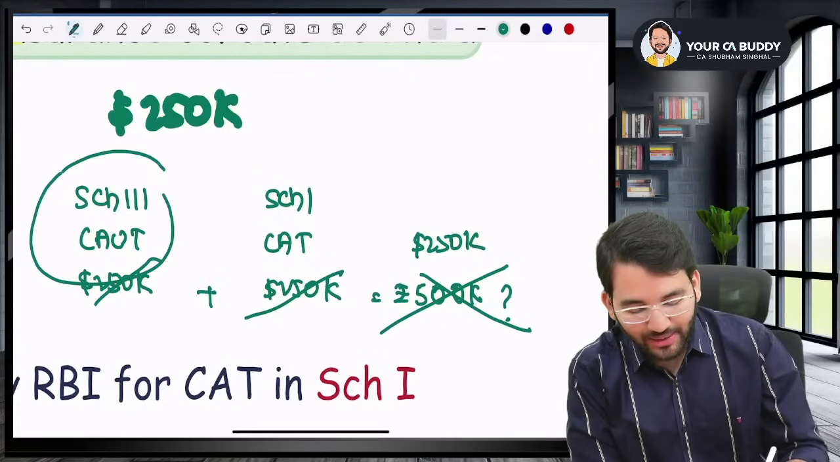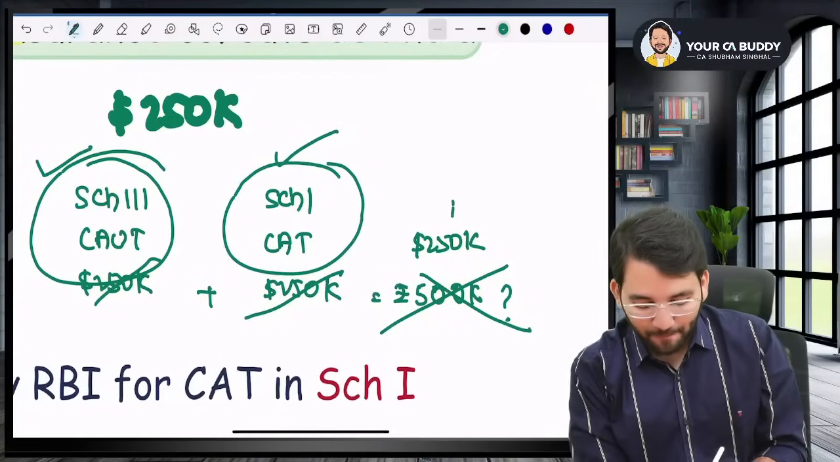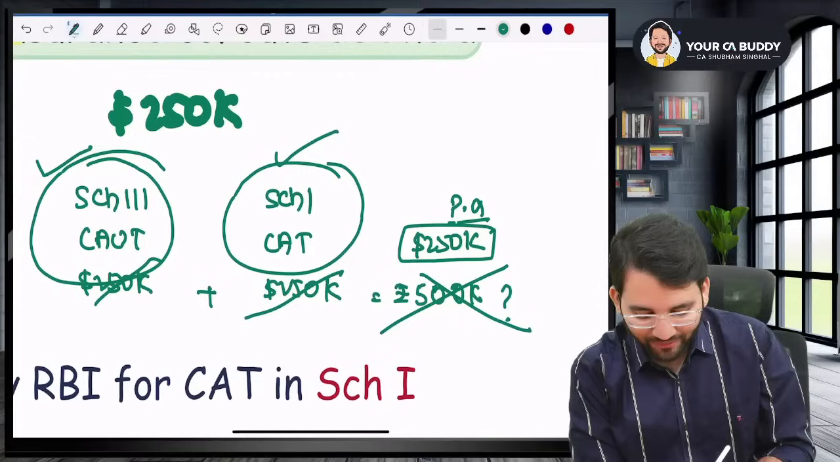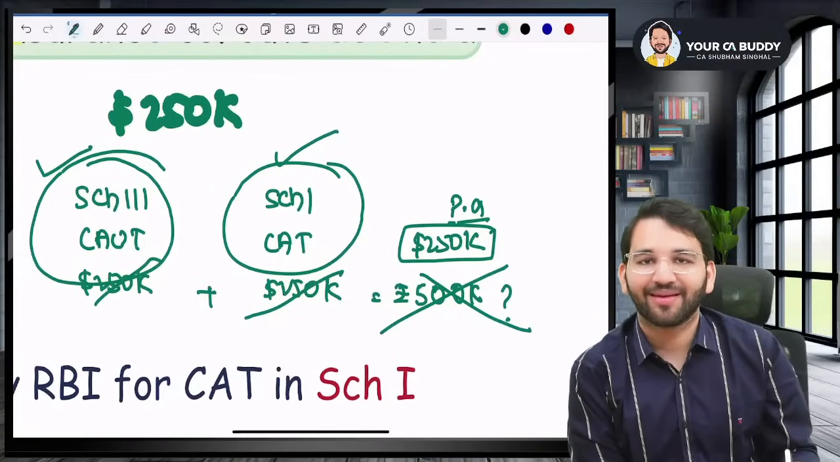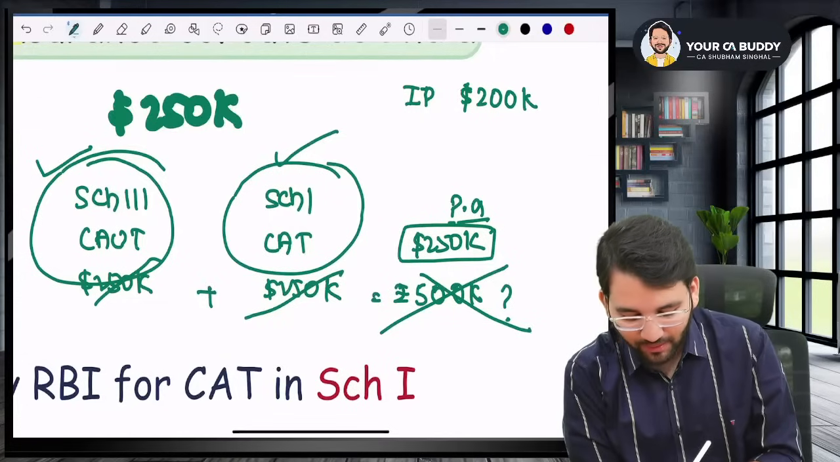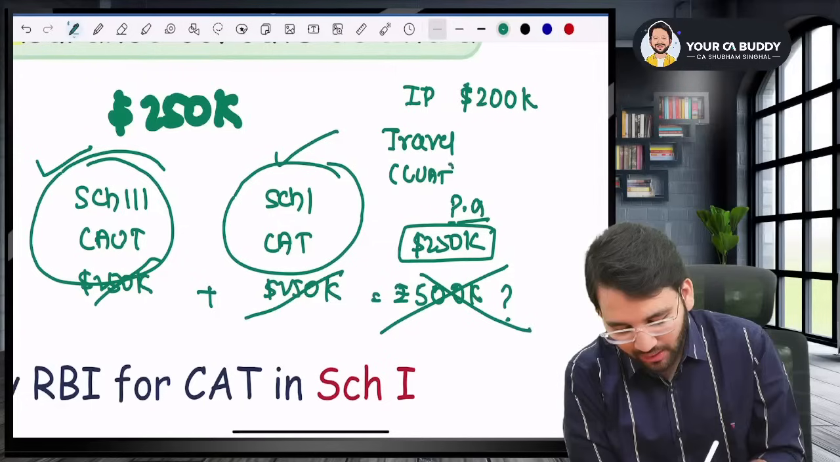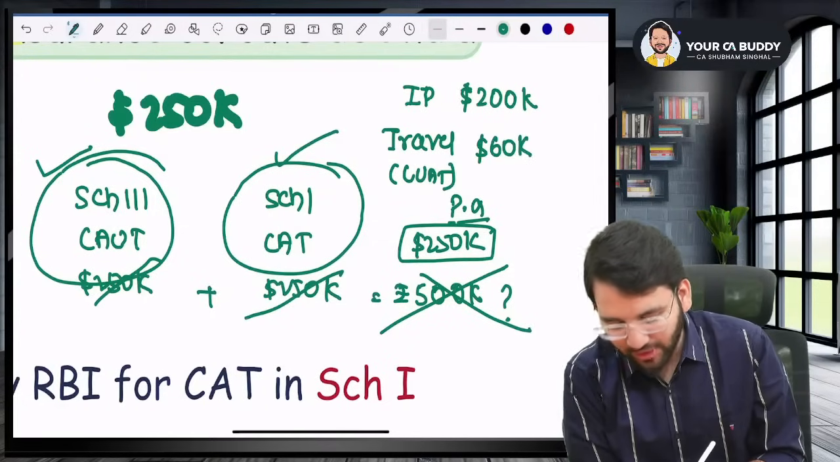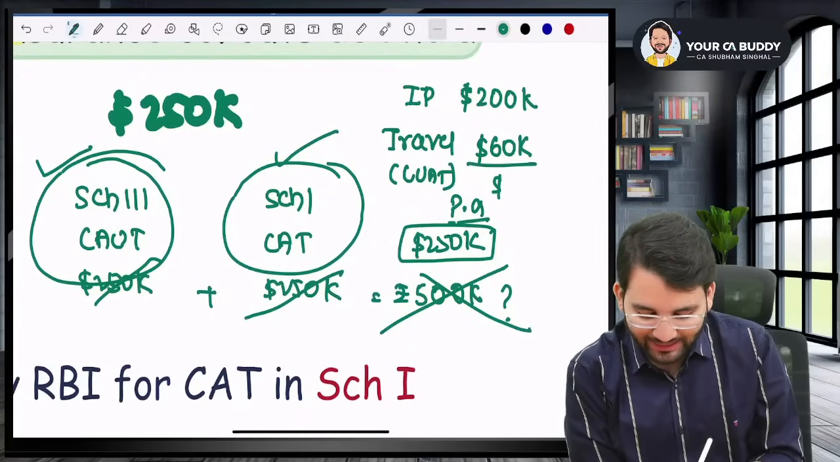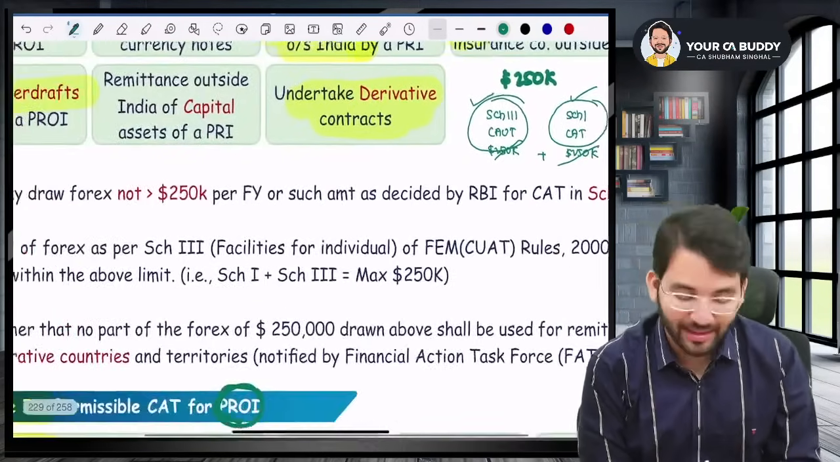So the current account transactions that are allowed, and the capital account transactions that are allowed, per annum, you can do up to $250,000 only. For example, if I buy an immovable property of $200k, and I want to travel, which is a current account transaction, and I want to spend $60k, the limit got exceeded, sir, and I'll have to take RBI's approval. The limit is together in aggregate.